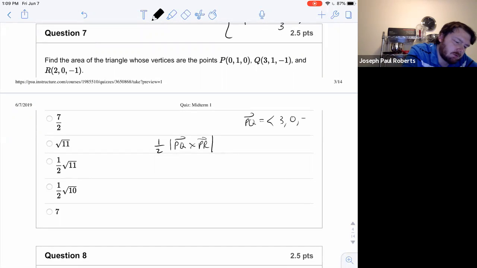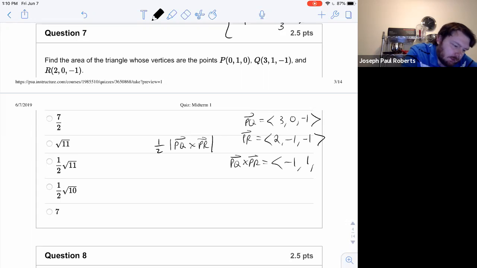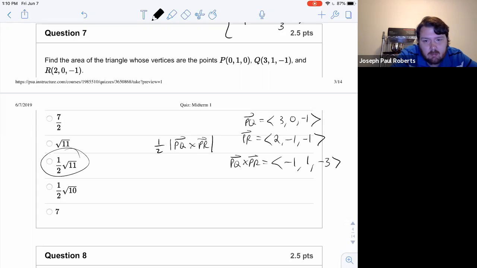So anyway, it looks like PQ is 3, 0, -1. PR is 2, -1, -1. So PQ cross PR is -1, -2 minus -3 is 1, and then -3. And so the length of that vector is square root of 11, and therefore the area is 1/2 square root of 11.